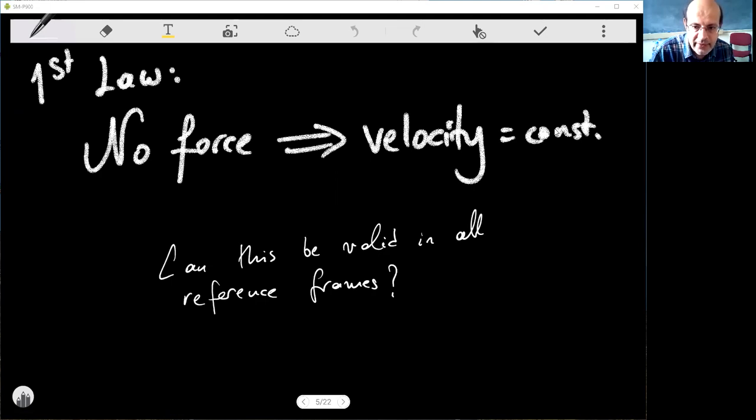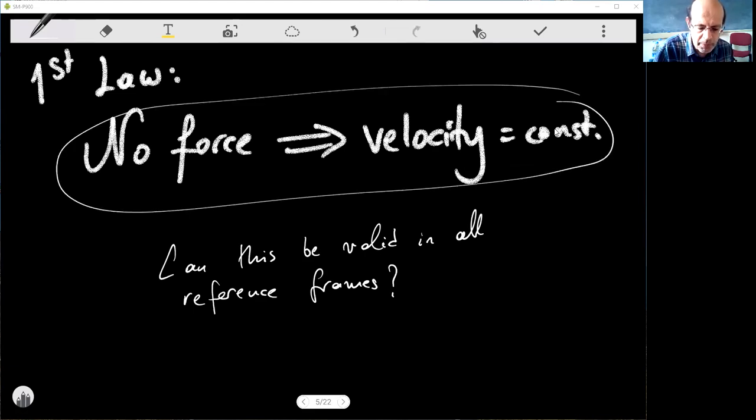Okay. So in any case, velocity is constant. But we have said that velocity is a relative concept. So in different reference frames, velocity is different. Sometimes the accelerations are different. And so perhaps the concept of velocity being constant may not be the same in all reference frames. So it is not possible that this whole statement is valid in all possible reference frames.